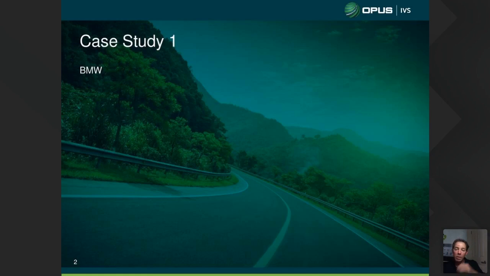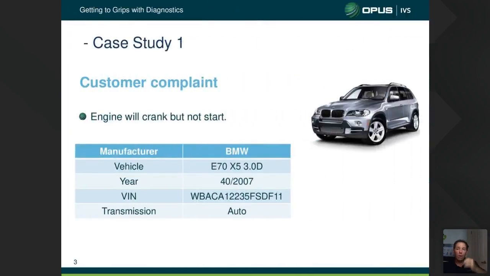All right, so case study number one, it's a BMW. This particular fault came from Suman in our BMW files. The customer complaint: the engine cranks but won't start. Typical BMW, really. No, BMWs are good. They don't break that often, unlike Audi, Volkswagen vehicles and Range Rovers and Land Rovers and Volvos. Anything European, really.